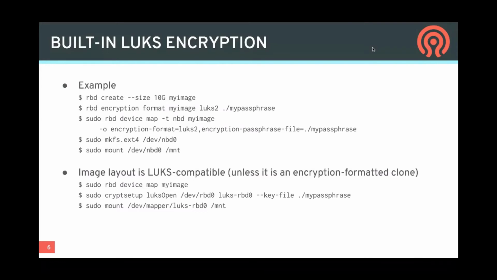And another cool consequence of using LUKS is that as long as the image is not an encryption formatted clone, which is coming in QUIESCE, its layout is understood, for example, by dm-crypt. And so you can see an example here of mapping the same image with kernel RBD, which doesn't know anything about librbd encryption. And we just open the LUKS container on it, and it works.